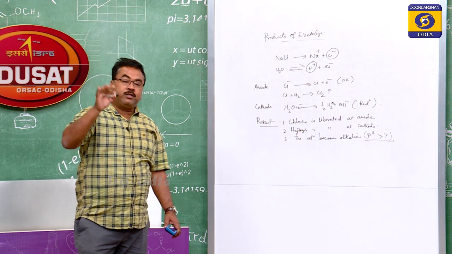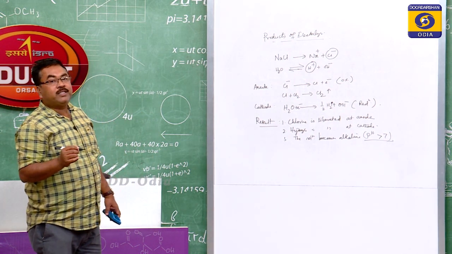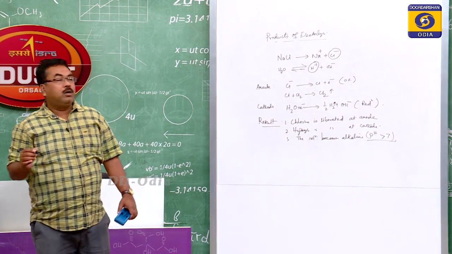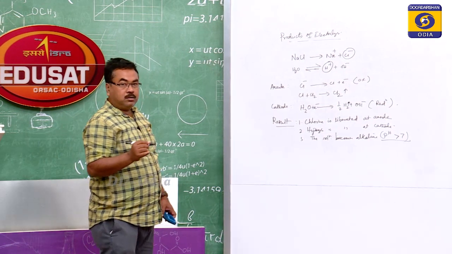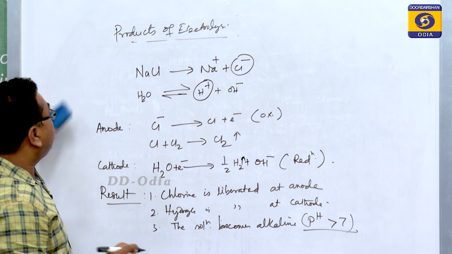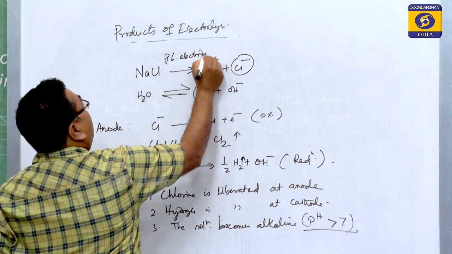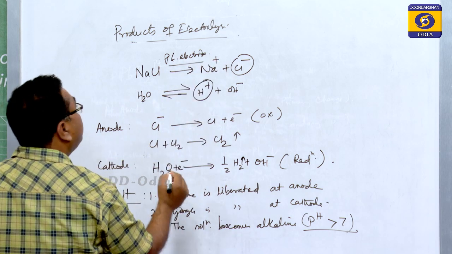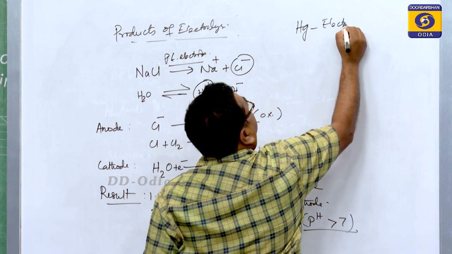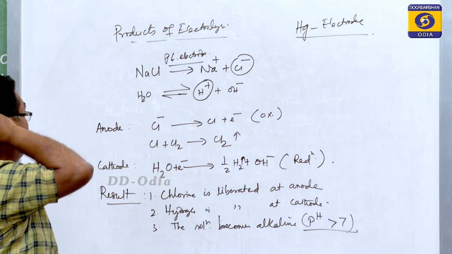Already we have mentioned in the first class how the electrolytic cell is used to prepare sodium hydroxide, which is known as caustic soda. Sodium hydroxide is otherwise known as caustic soda. Again this is using a platinum electrode. If I use a mercury electrode in its place, there will be a change in the reaction.